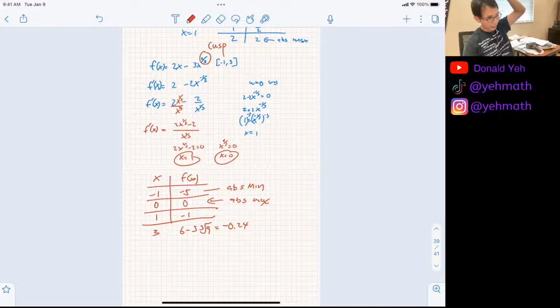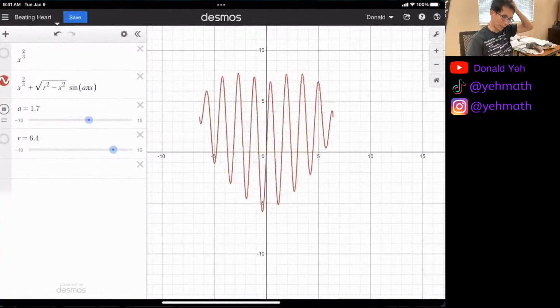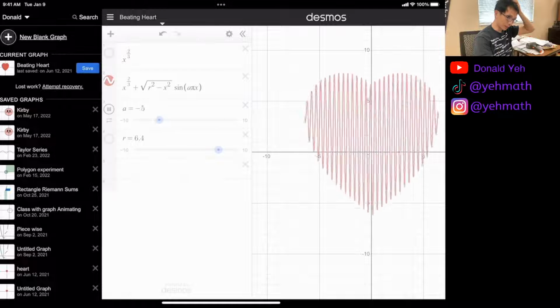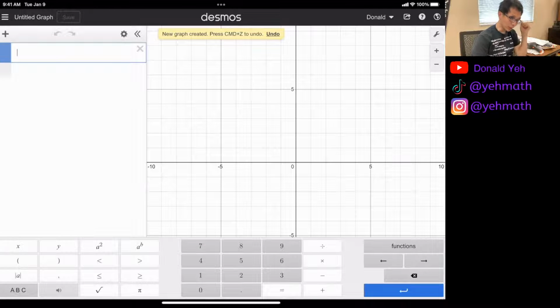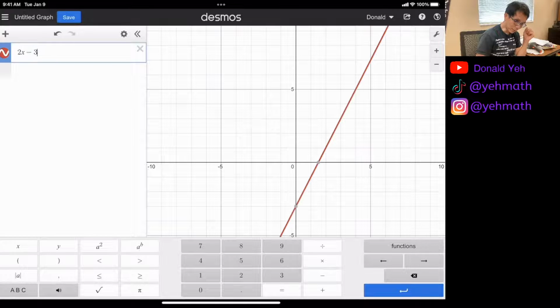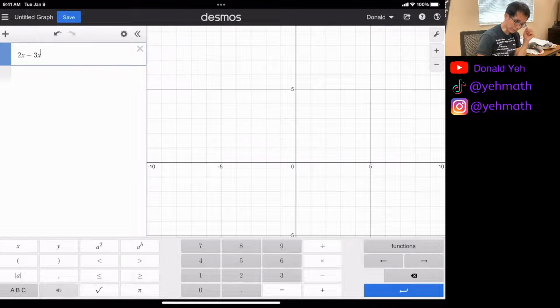The other ones are not qualified. So I'll show you here. This will look like this equation. So it's going to be 2x minus 3x to the 2/3.